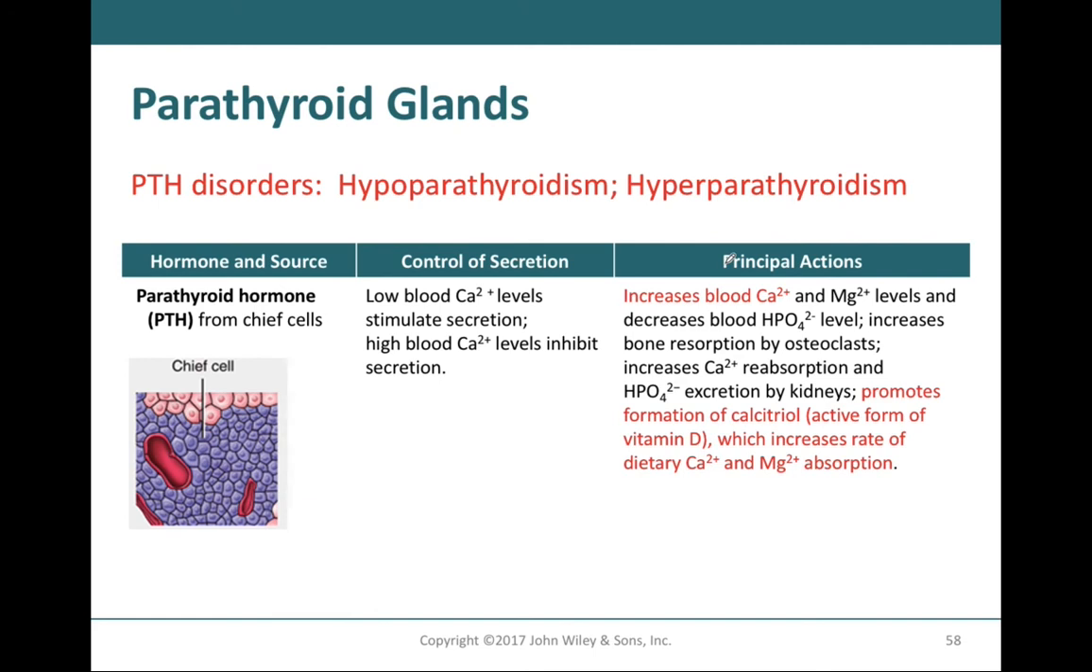If we have hypoparathyroidism, we're going to end up with a deficiency of blood calcium, because parathyroid hormone won't be able to carry out its major action, which is to increase blood calcium. And if we have hyperparathyroidism, we're going to have elevated levels of parathyroid hormone in the blood, which will eventually lead to too much bone resorption, and that will cause our bones to become very soft and brittle.